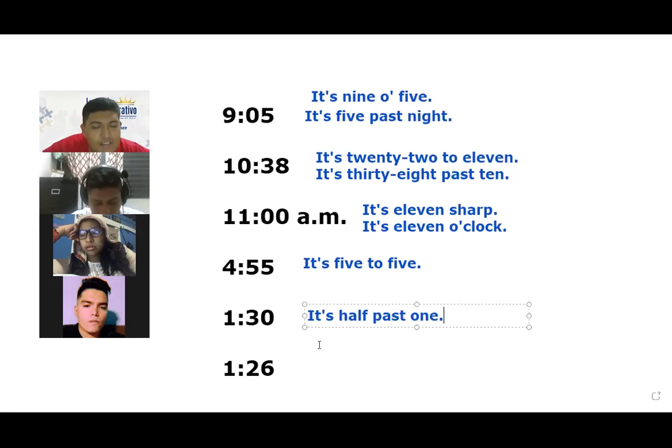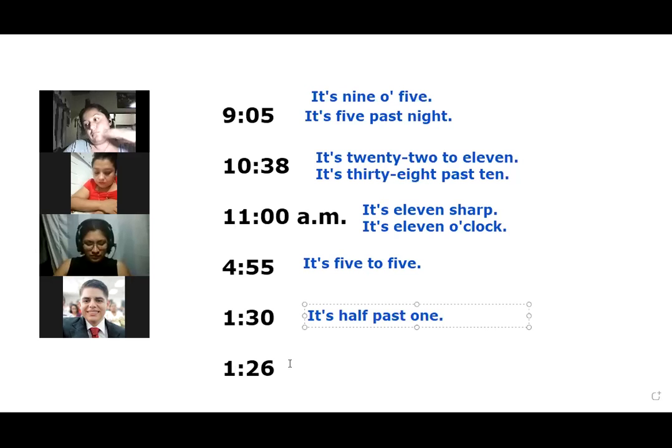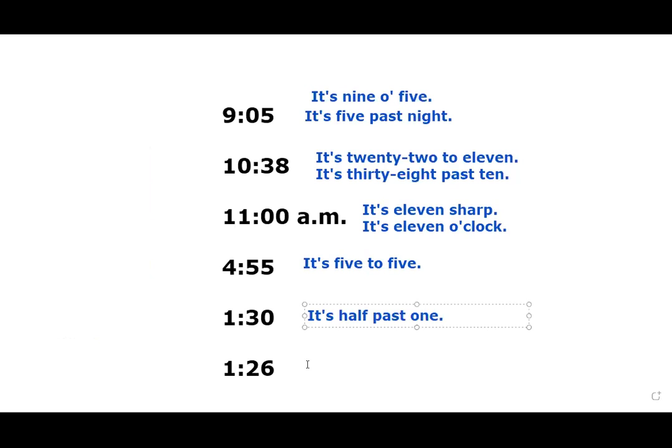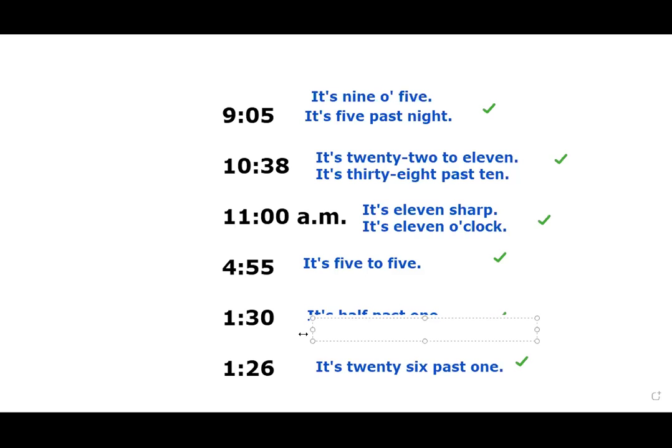And number six, y la número seis, number six. What about number six? It's 26:01. Excellent, super, very good. Ahí en la 1:30 también se puede decir 1:30. Yes. Correct. También pueden decir it's.